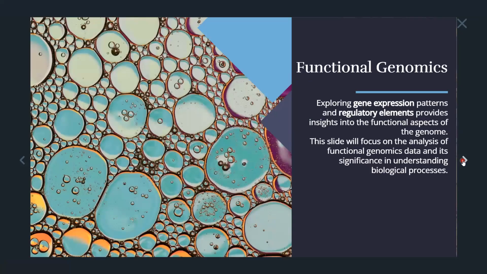We also have applications such as functional genomics. As you can see, the functional interpretation of biological data will help you explore gene expression patterns and understand the regulatory elements, which provide insights into the functional aspects of genome data. These functional genomics data sets will give you significant findings and help you understand the biological significance with respect to biological processes, such as molecular pathways and cellular mechanisms. I hope that all of you are getting this, right?